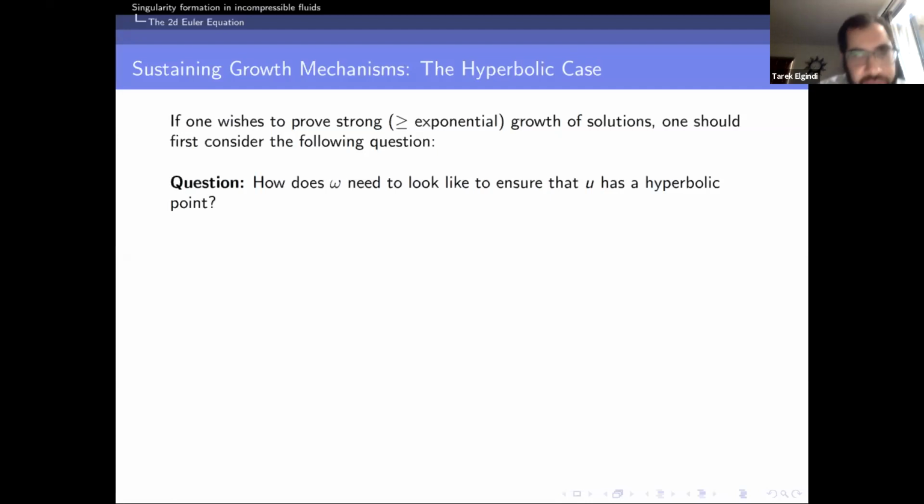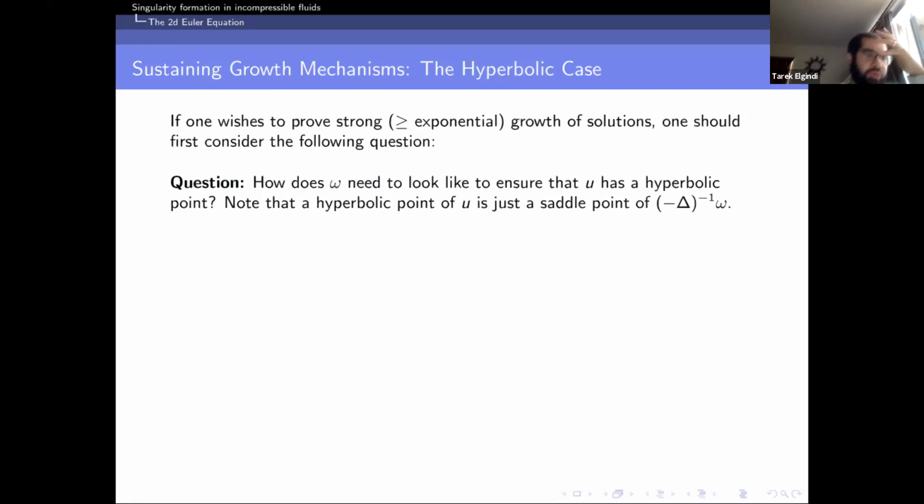Again, the velocity field is determined by the vorticity, and then the vorticity is transported by the velocity. So a question one can ask is, how does omega have to look to ensure that U has a hyperbolic point? This is a general question. What's really behind it is, what information, which is also propagated by the Euler equation, can you impose to ensure that U has a hyperbolic point? One way to think about it is that the hyperbolic point of U is just a saddle point of the inverse Laplacian.